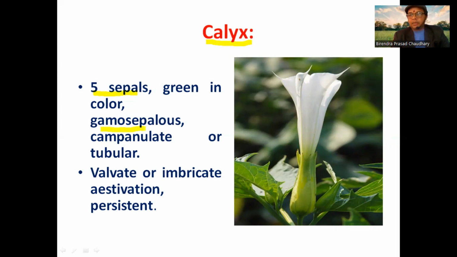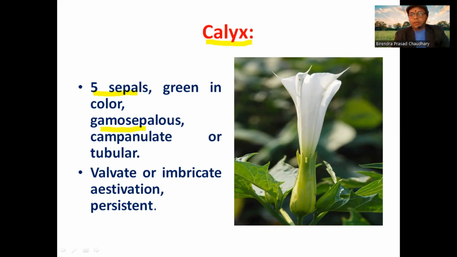Like in the Brassicaceae family, we have read the sepals were separated, polysepalous. But here, the sepals of this calyx are gamosepalous, connected to each other. And they are tubular. They form a tube-like structure, like you see. From here it arises, and this whole portion is the calyx. So calyx contains the sepals, 5 in number, green in color, gamosepalous, and tubular.